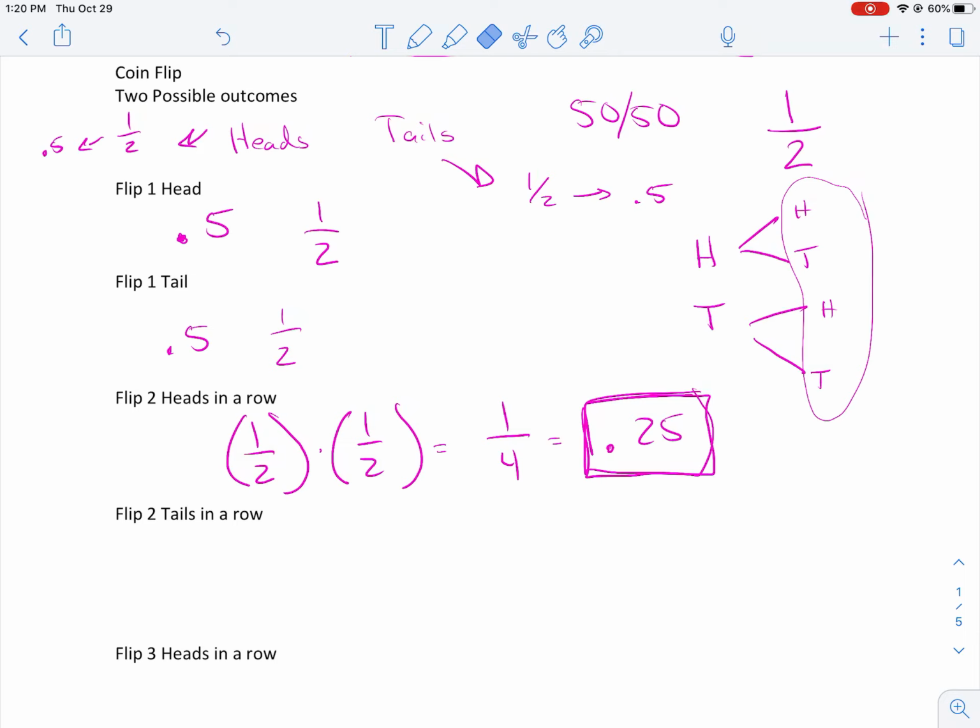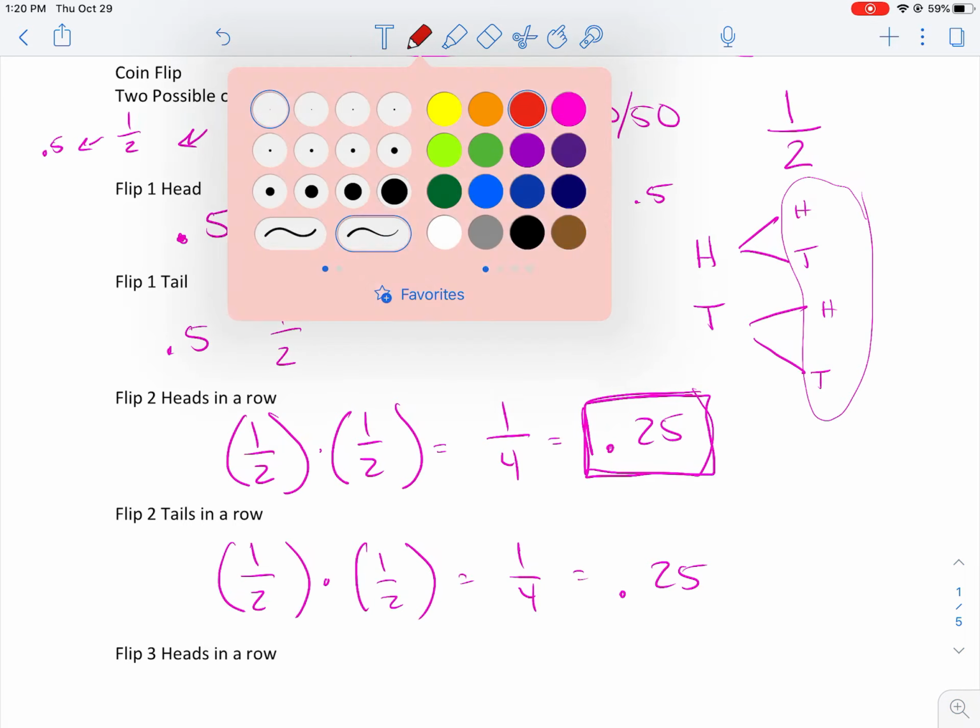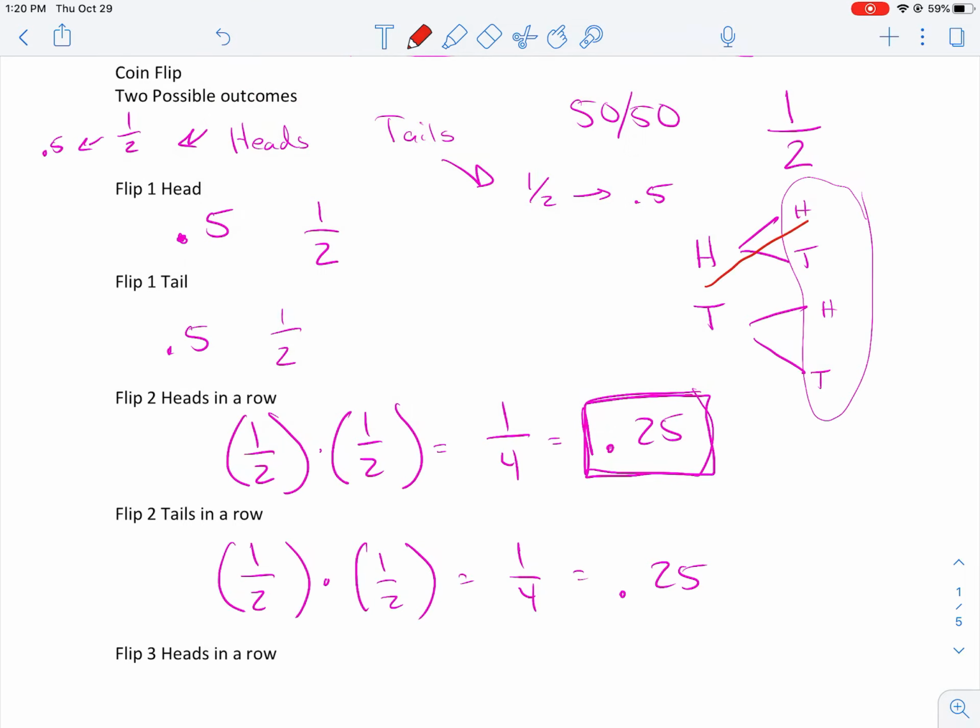So same thing when we flip two heads. 1/2, and the probability of flipping another head or another tails is 1/2. So again, we're getting 1/4 or 0.25. And as you can see, if we go up these paths here, there's one path that can take you to two heads, and there's only one path that can take you to two tails. And so that's where we're getting that 25%, because we're only 25% of the total outcomes.